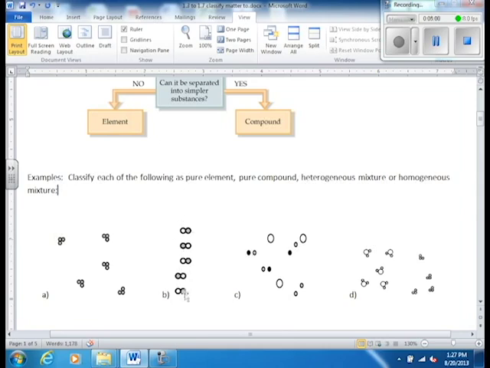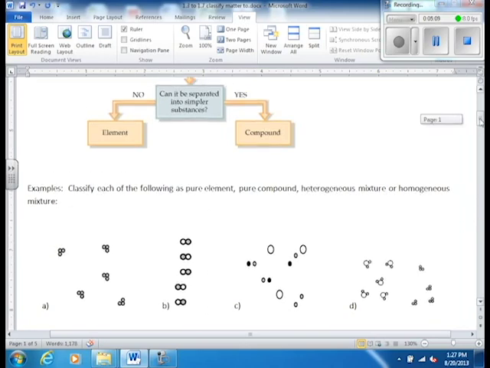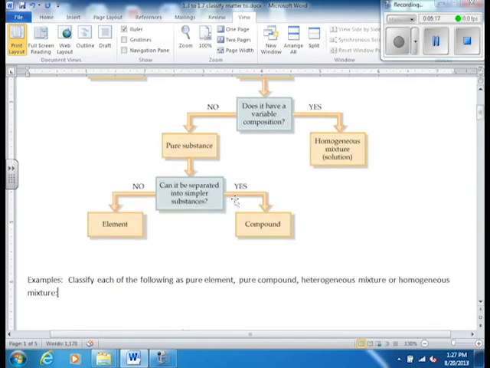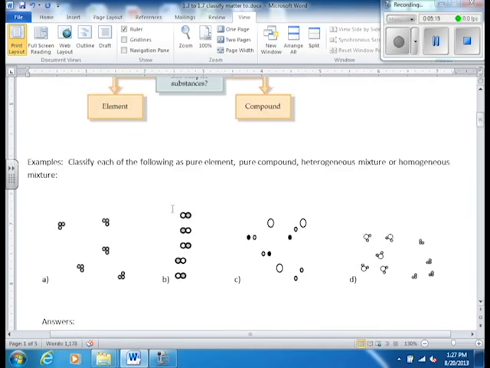Now the next one. Does this look homogeneous? Well, all of these are the same. So yeah, it's homogeneous. Some of them are rotated 90 degrees, but it looks the same, so it's homogeneous. Does it have variable composition? These are all exactly the same, so no, not variable composition. Can it be separated into simpler substances? Well, we could separate it into whites and grays, so yes. Therefore, we have a compound.